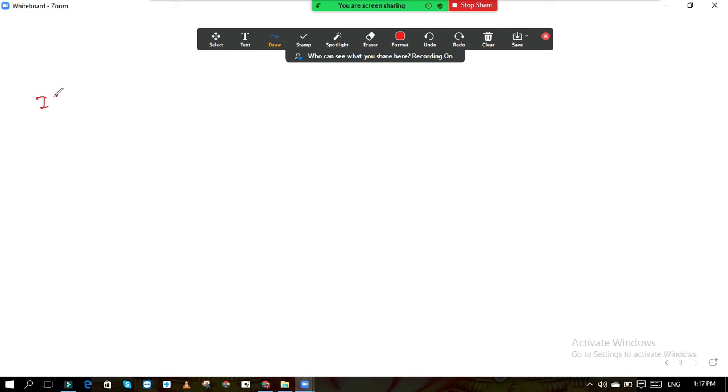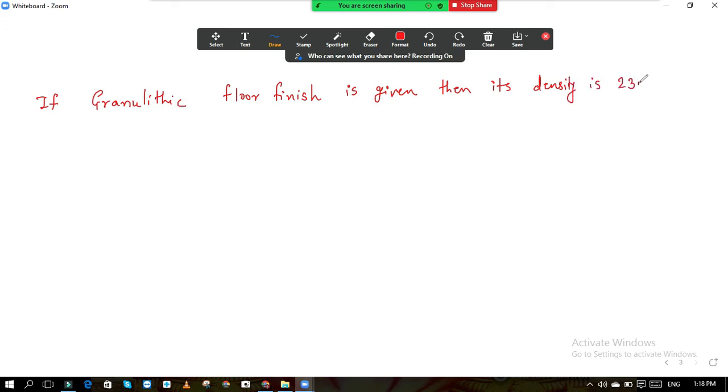If granulithic floor finish is given, then its density is 23.5 kilonewton per meter square.